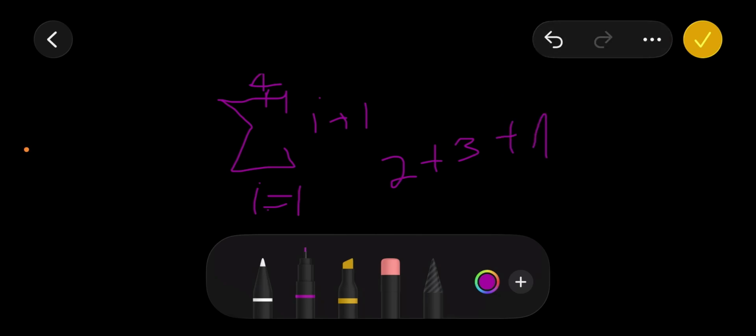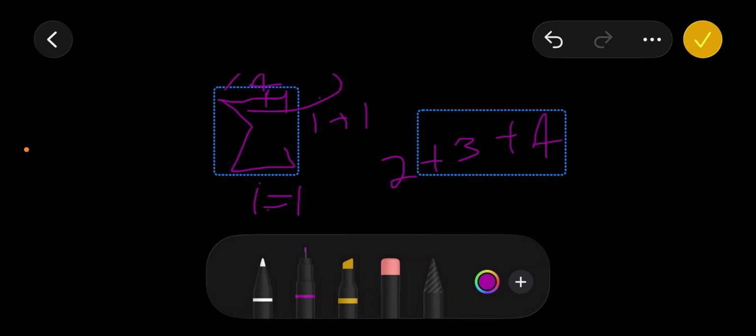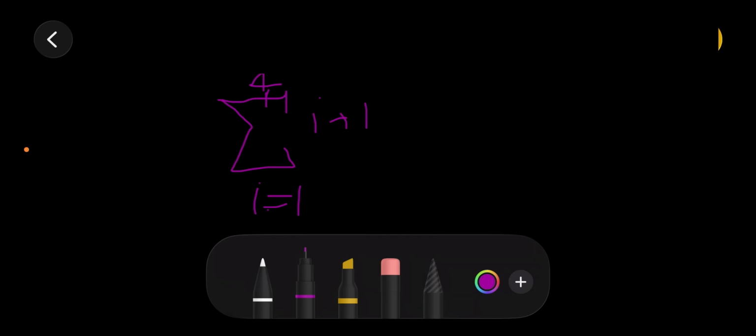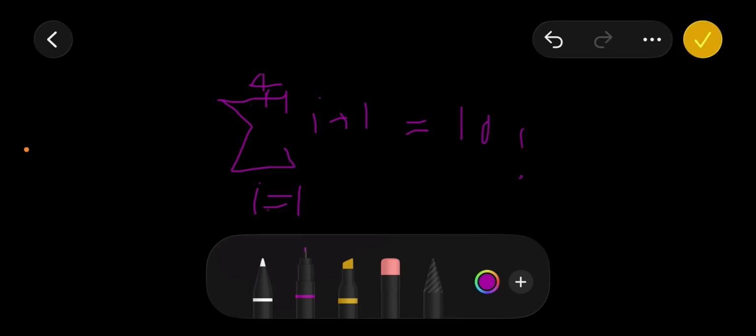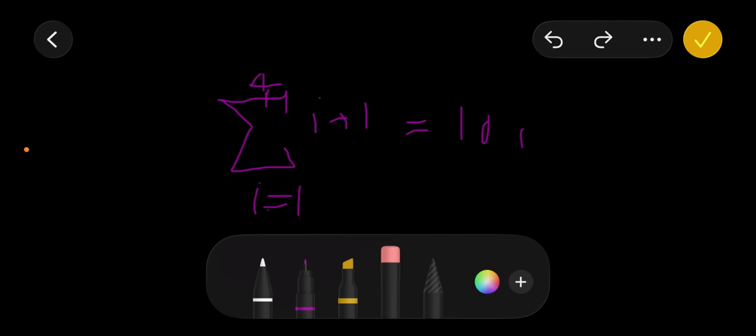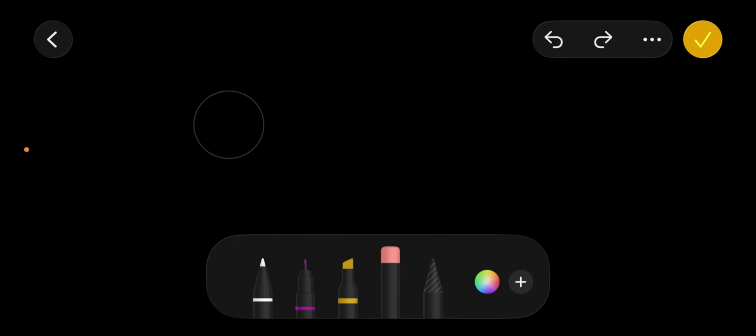So plus 4. And you see how I put the upper limit as 4? Well, that's where we're going to stop. So we're going to add all the numbers up to 4, which just equals 10. So that's what this equals. So this equals 10. Yay! We solved the summation equation. Now guys, let's solve another one.